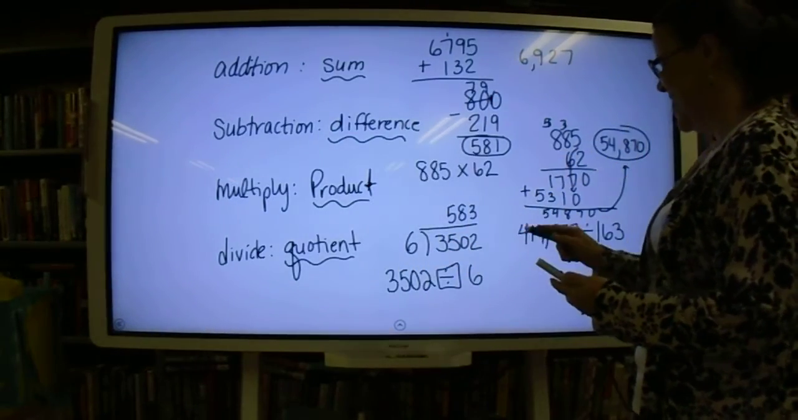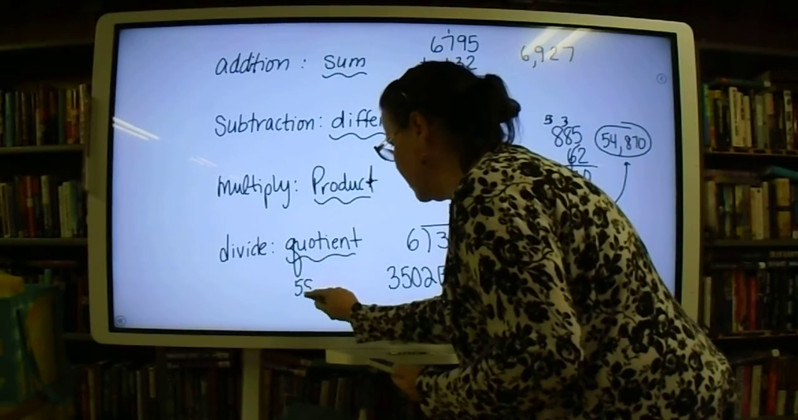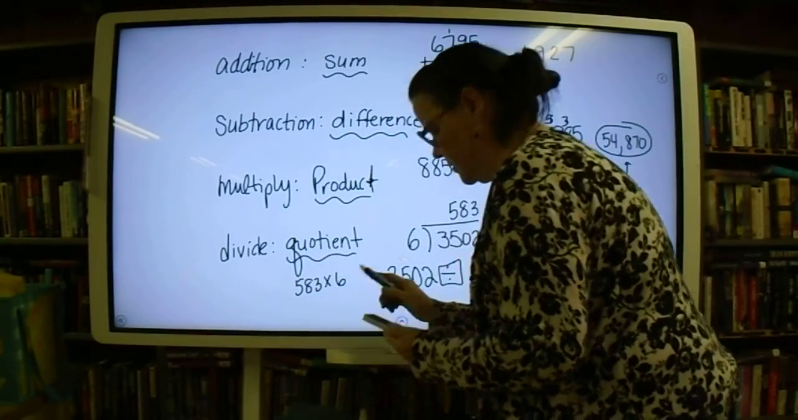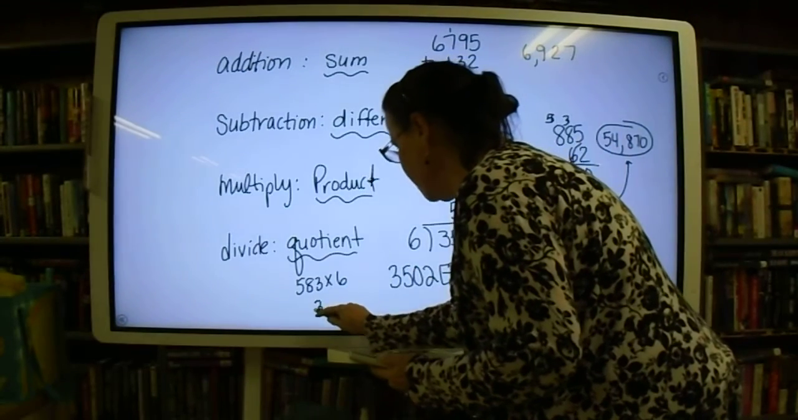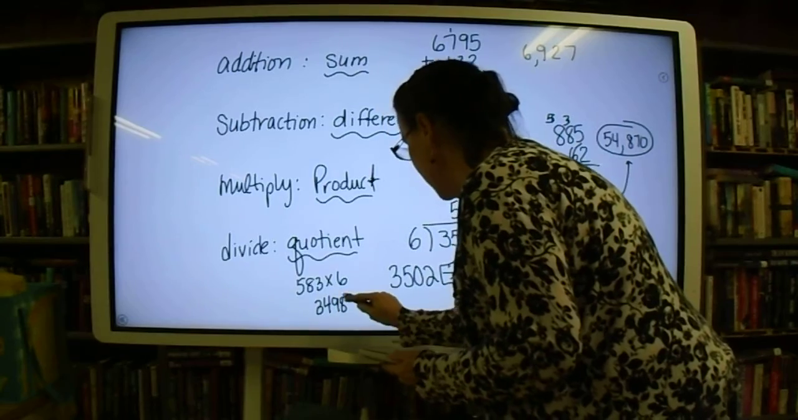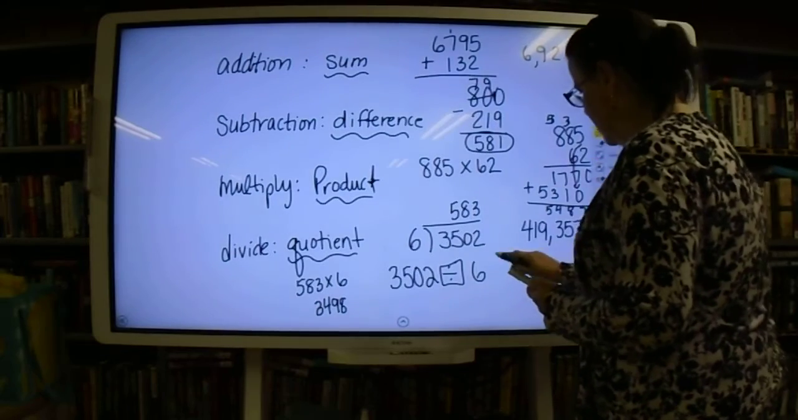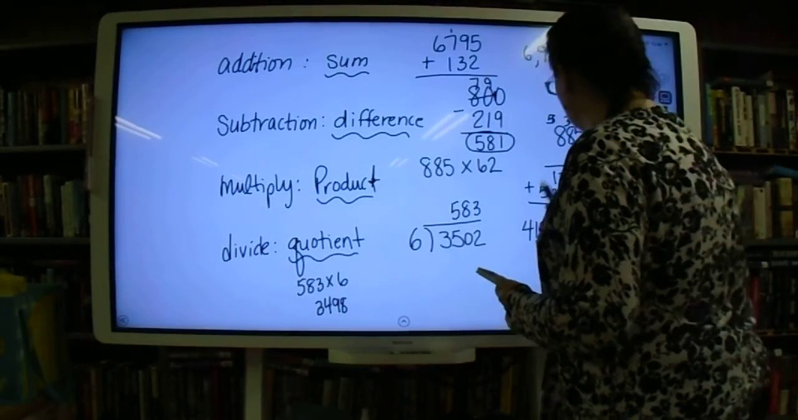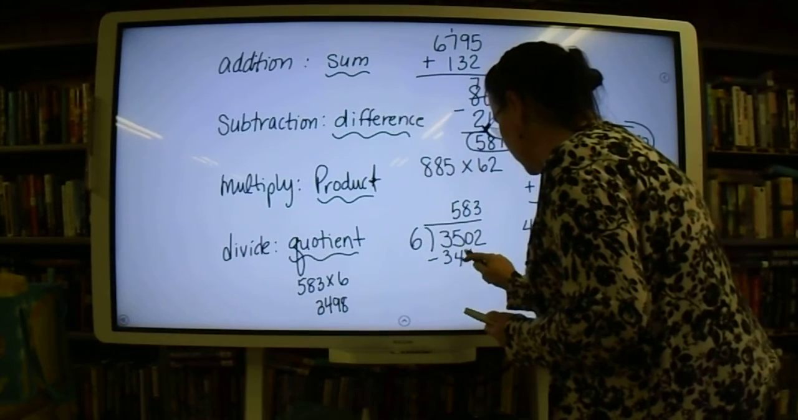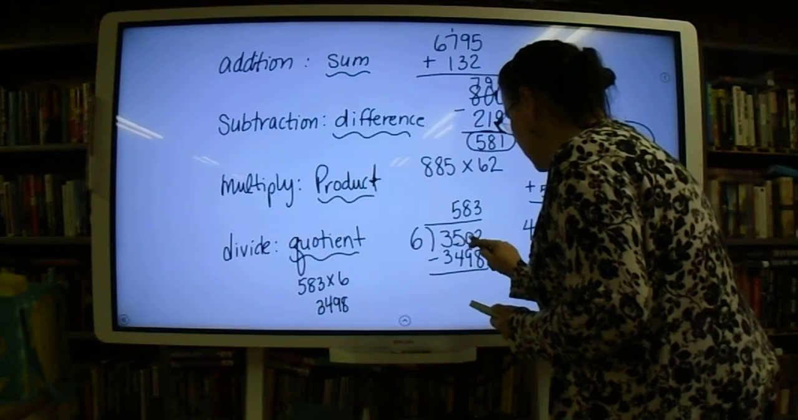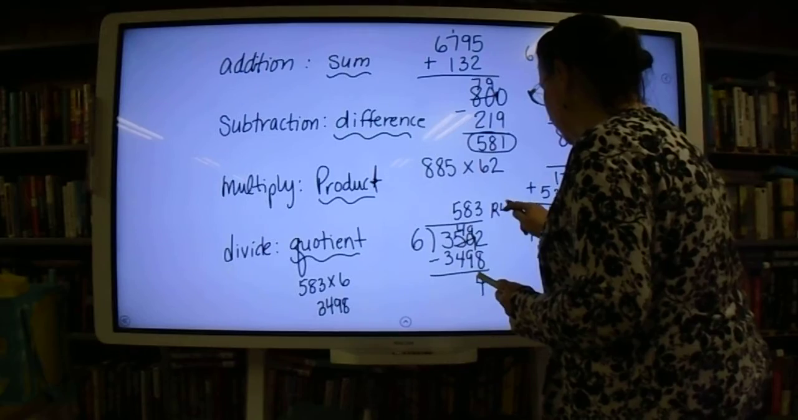583.66667. So, if you have a remainder, you're going to take the 583 and times it by 6. 583 times by 6. And you get 3498. And you're going to subtract that from here. So let me move this real quick. And you would minus 3, 4, 9, 8. And you would have a remainder of 4.